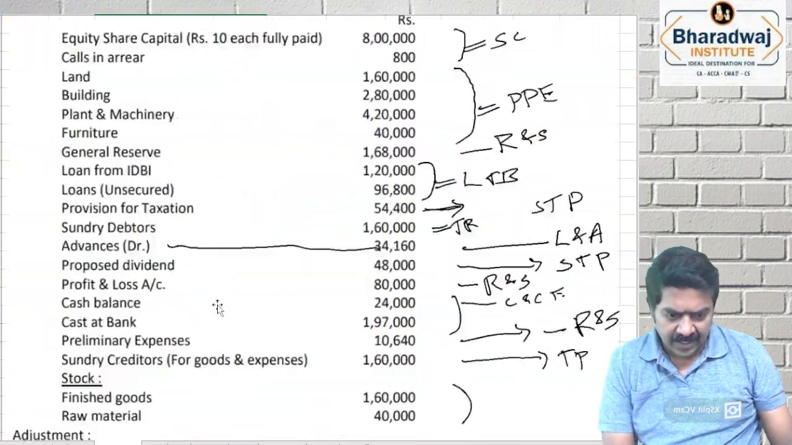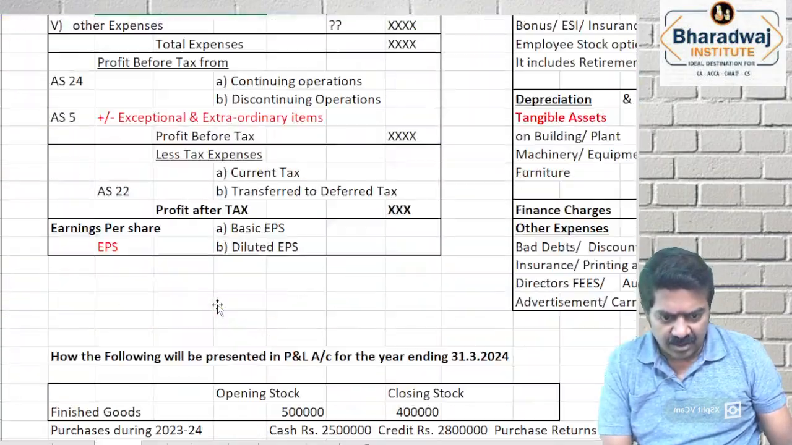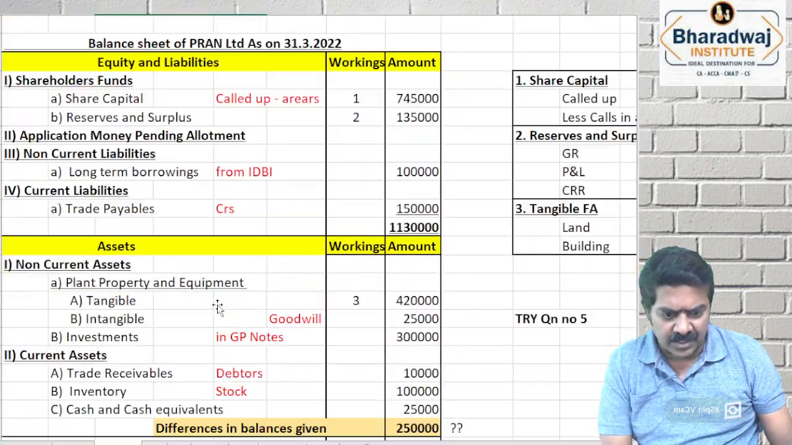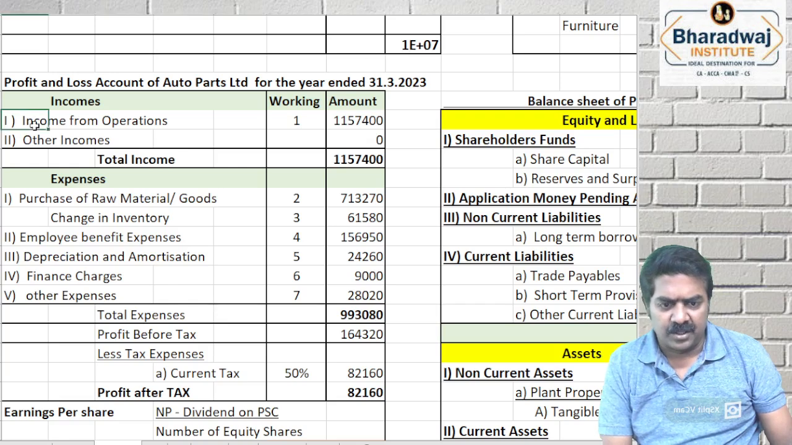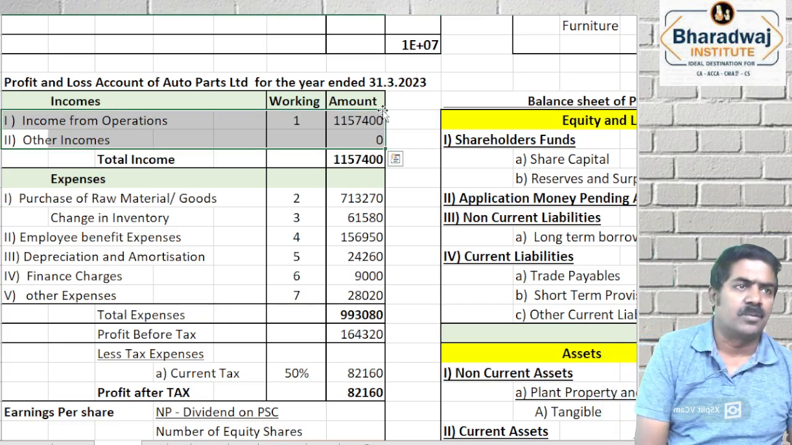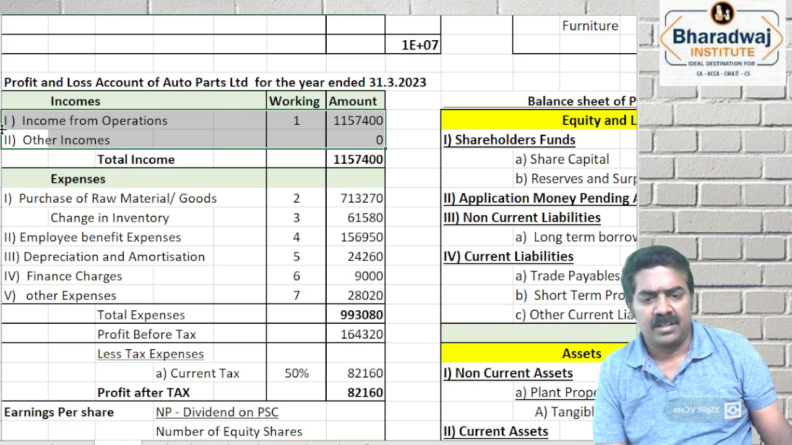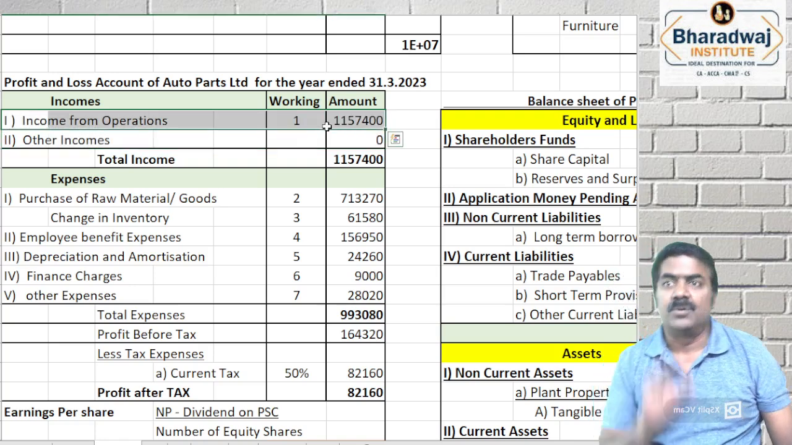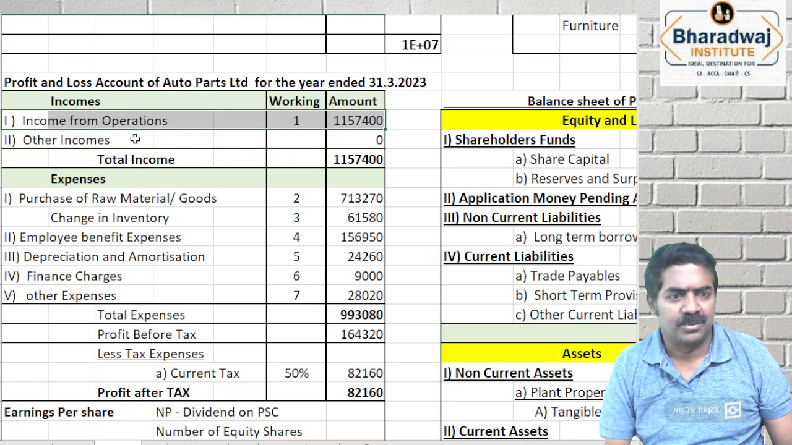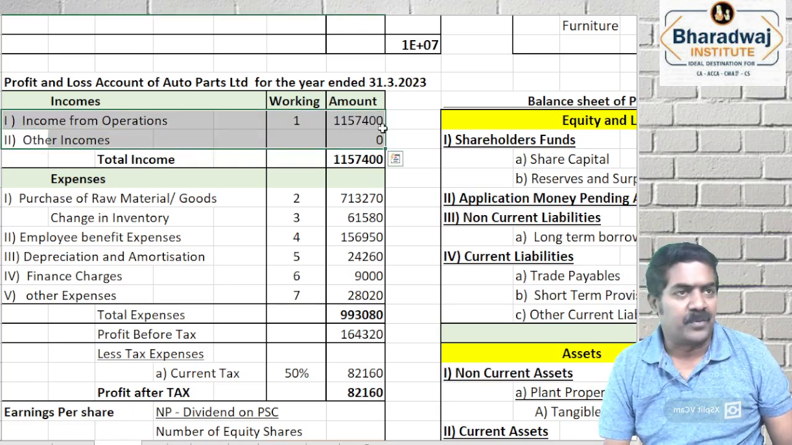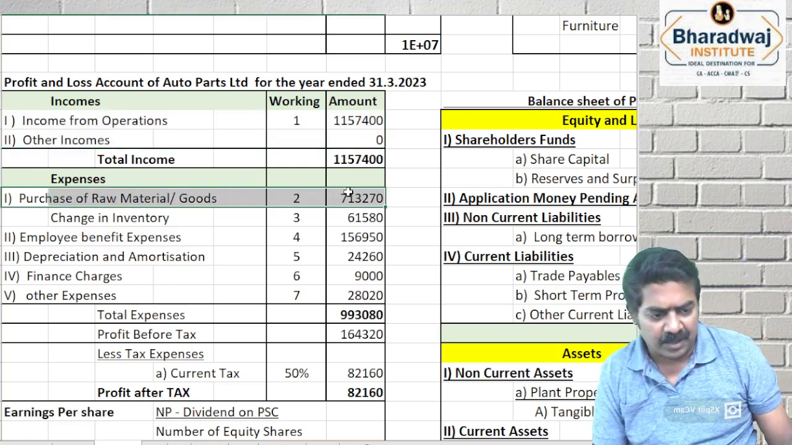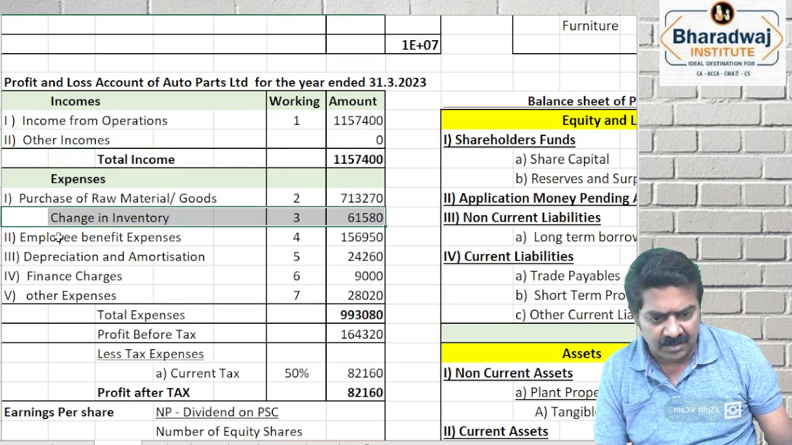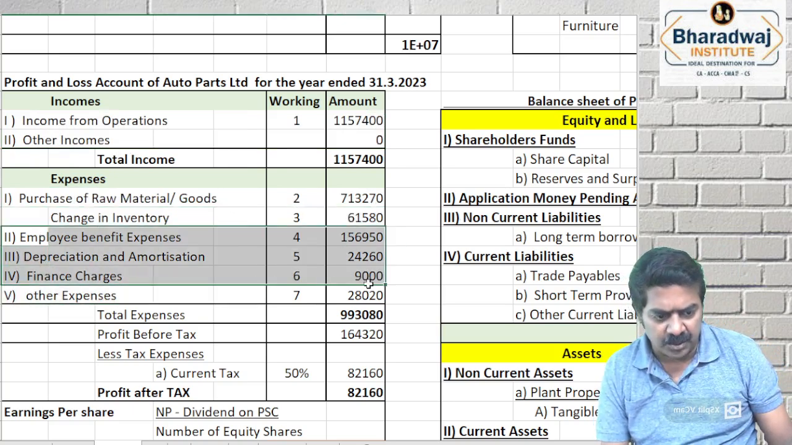Then, profit and loss account. What is the format of the profit and loss account? What is the first heading? Income from operations. Otherwise, you can call it operating income, then other income. Here also, if you find two or more line items, you require which one? Working note. For example, they have given sales, no other income. Do you require a working note? No. So wherever you find two or more line items, P&L account or balance sheet, you prepare a working note. Purchase of raw material or goods or change in inventory, you do it. Thereafter, subheadings, you give it.